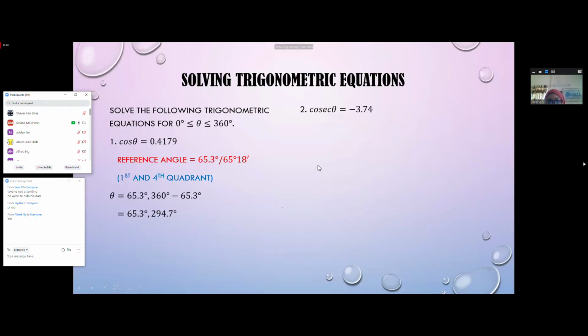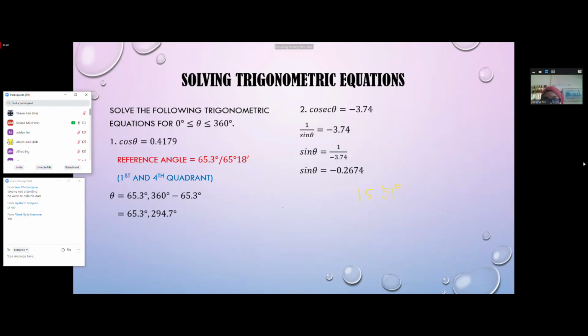Okay. So change cosecant first to 1 over sine theta equals negative 3.74. Okay. And then cross multiply. So your sine theta equals 1 over negative 3.74. Then sine theta equals negative 0.2674. Okay. Basic angle, 15.51 degrees.